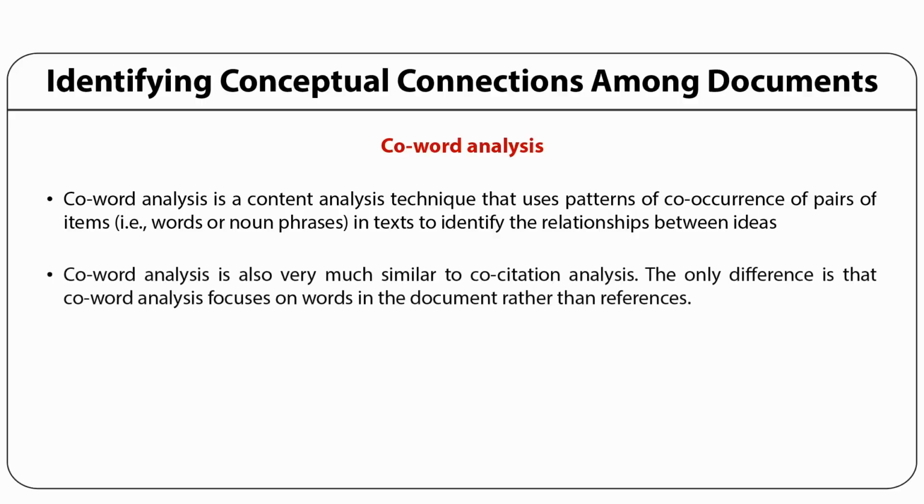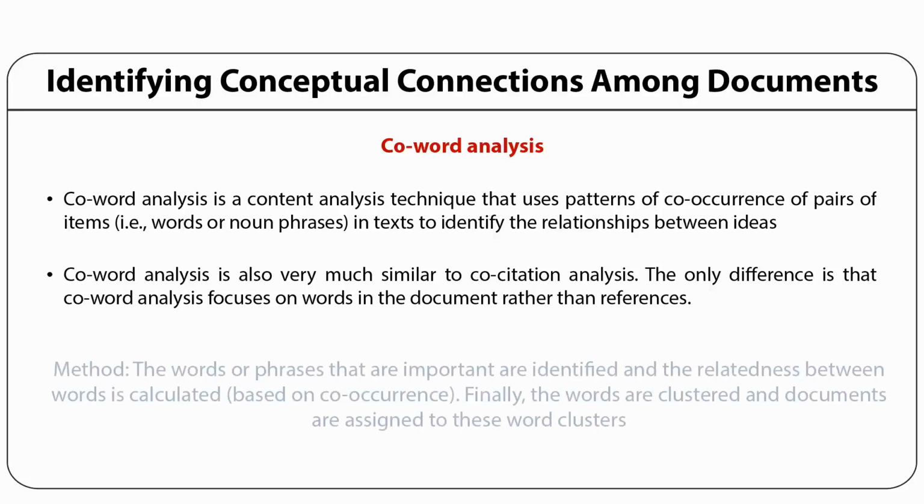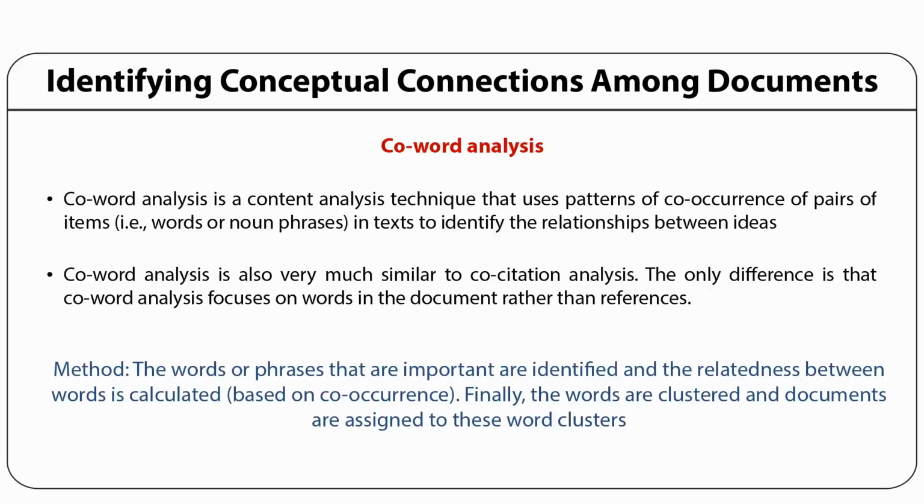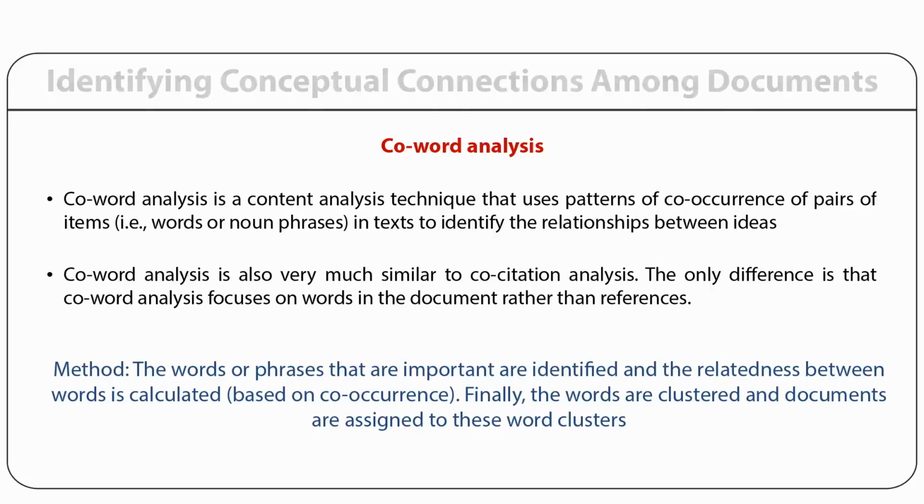Cohort analysis is also very much similar to co-citation analysis. The only difference is that cohort analysis focuses on words in the documents rather than references. In this method, the words or phrases that are important are identified and the relatedness between words is calculated based on co-occurrences. Finally, the words are clustered and documents are assigned to these word clusters.